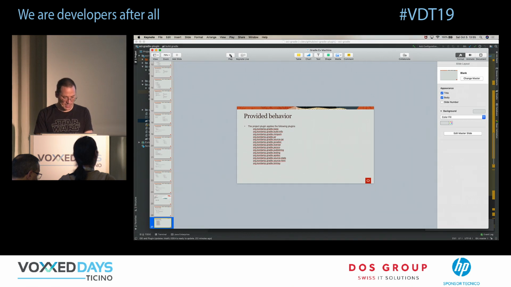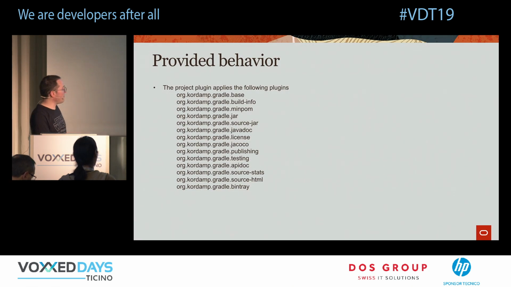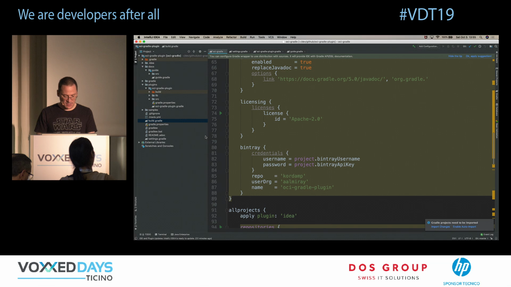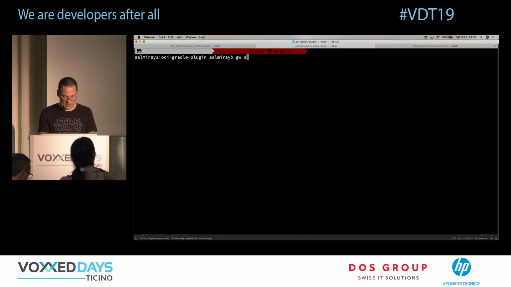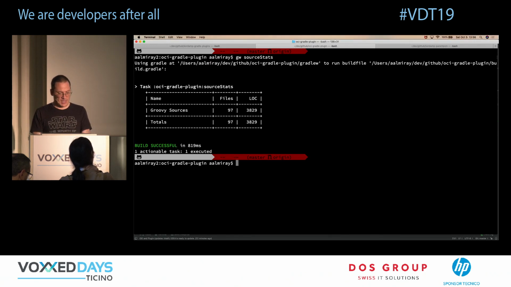And more things that we can look at. I can go back here. We have aggregated reports for Jacoco, formatted headers for licensing, and automated generation of the POM file. Adding source stats: for example, I can say something like gw stats, source stats. That's this. And it tells me that the root project, well, all this project, has 97 files of Groovy code for a total of close to 4K lines of code.